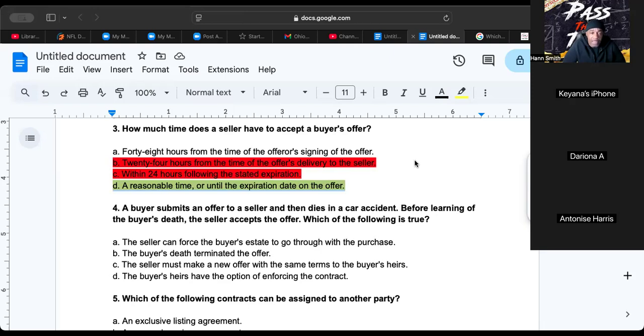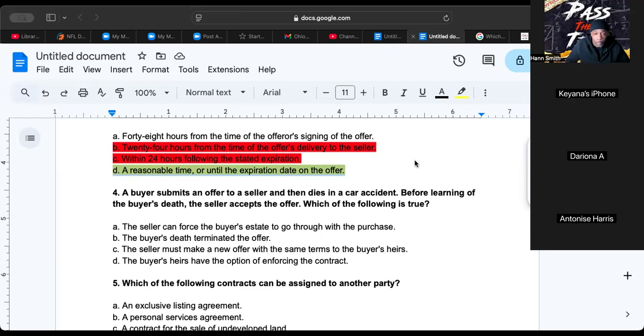But the key to this, the first thing to remember, is that if the contract does not call for it, it's left up to interpretation. And typically what they default to is a reasonable time. All right. Now if there's an expiration date, then obviously that's going to trump everything.